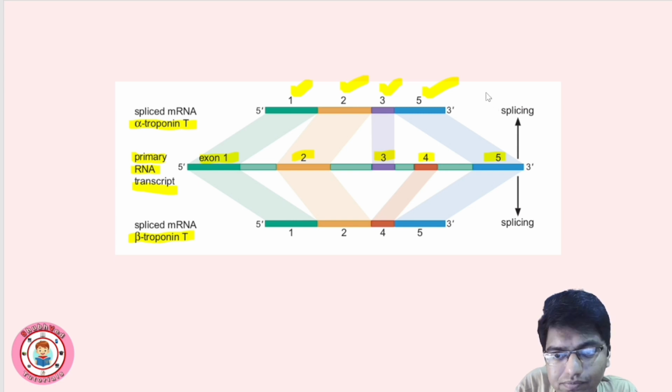4 is missing, no 4, right? Beta troponin 1, 2, 4 and 5, no 3. Okay, मतलब in alpha में 4 missing है and beta में 3rd missing है. Okay, got it? So इससे two different proteins, alpha troponin T and beta troponin T. So this is the example, right? Got it?